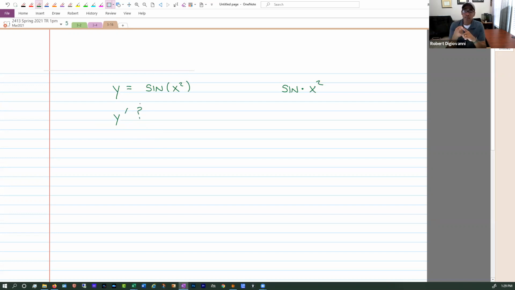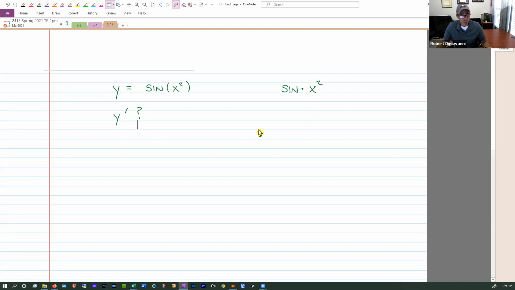So the question becomes, how do you take the derivative of something like this? It's not the power rule because it's not x squared by itself, right? It's not product rule because we already said it's not this. And it's not quotient because, well, there's not a fraction, right? So we don't have at this point any way of taking the derivative of this. And that's where the chain rule comes into play.